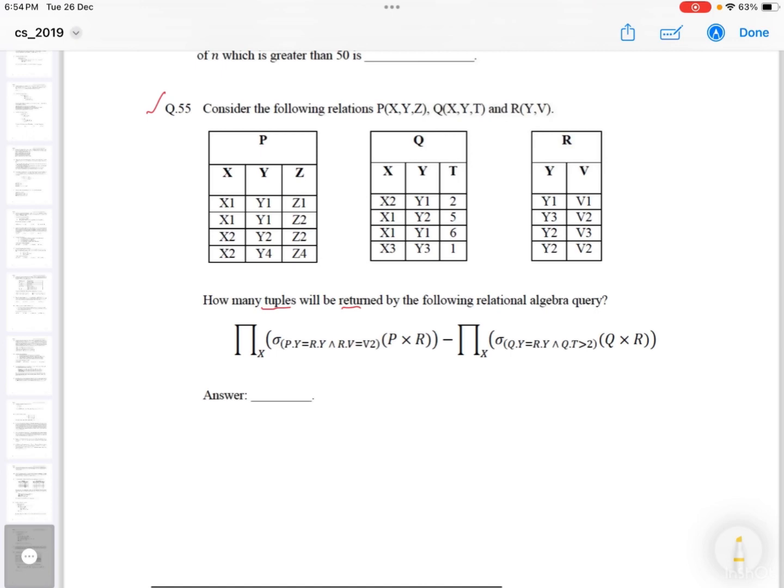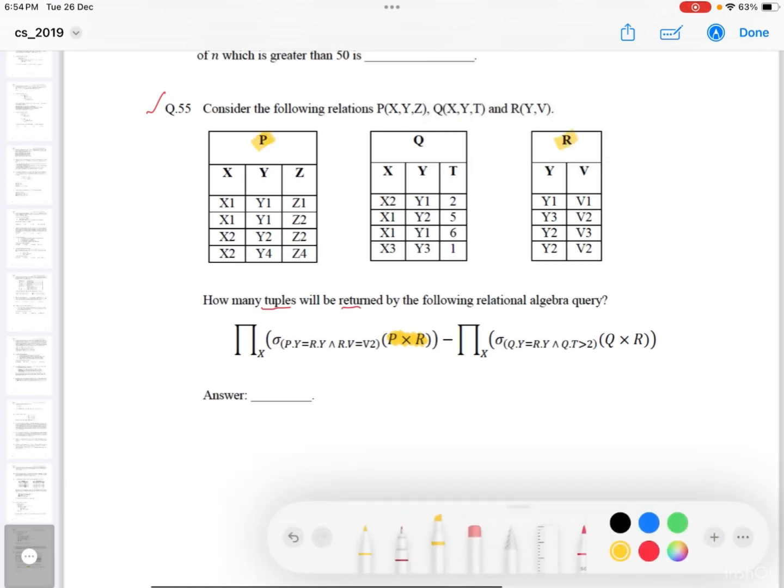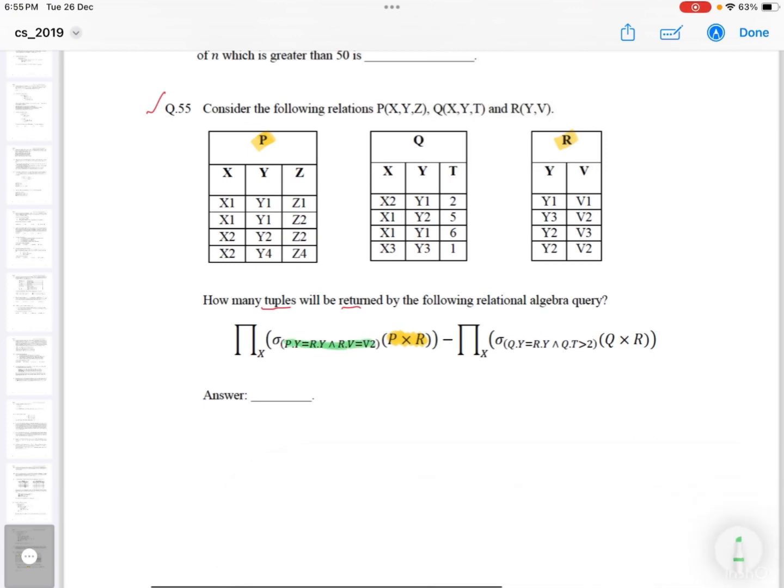If you look at the first part of the expression, they are taking the cross product between the two tables P and R, right? After taking the cross product, you have to impose some condition, this is the condition. After taking the cross product, you will have a long table, and on that table you are going to impose this condition and select those rows that satisfy this green condition, right? And at the end, we are projecting the x column. So let's look at first how it is going to execute.